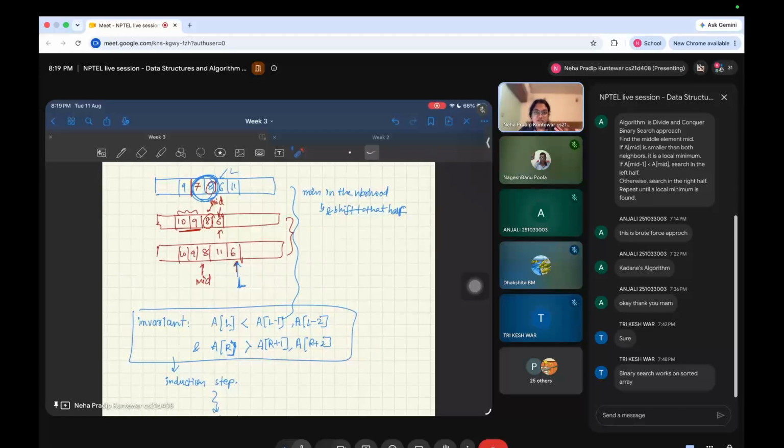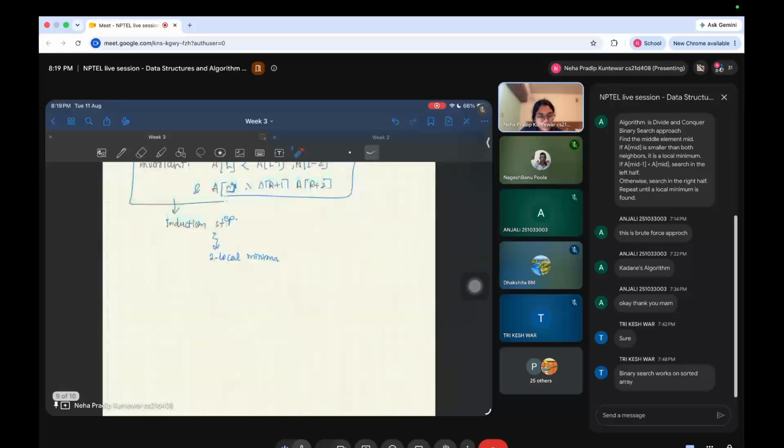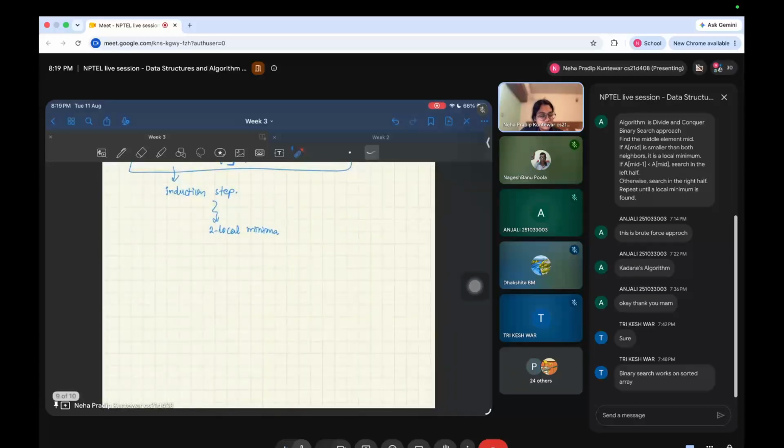If you can come up with such an algorithm, I'm not sure at the moment, but try this out. But at least for k equals 2 it works. At least for k equals 2 you still have an order log n algorithm for two local minima.